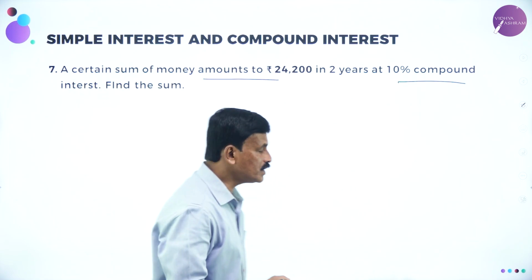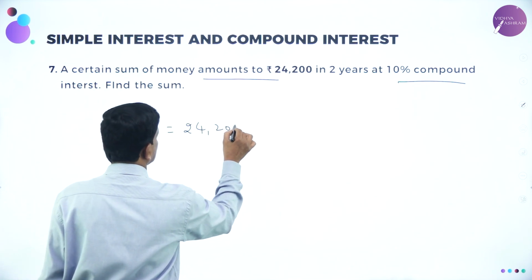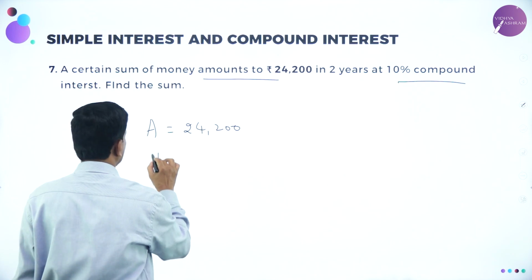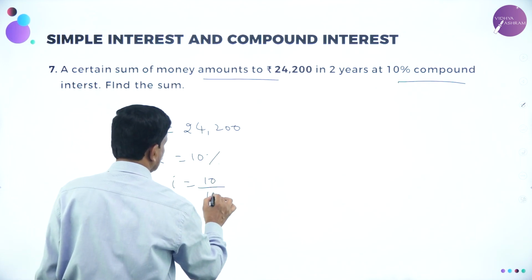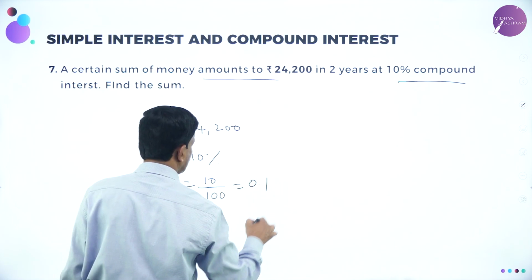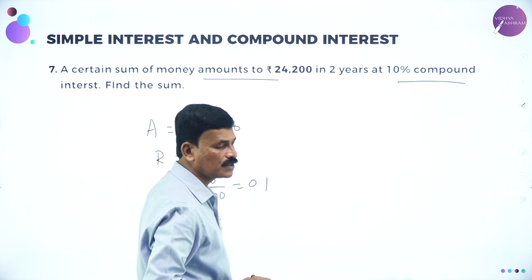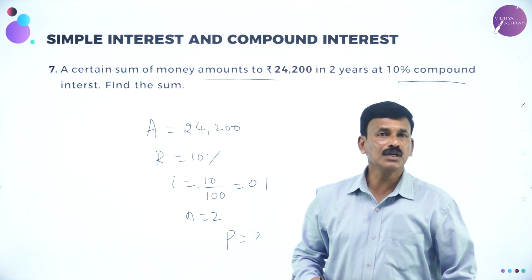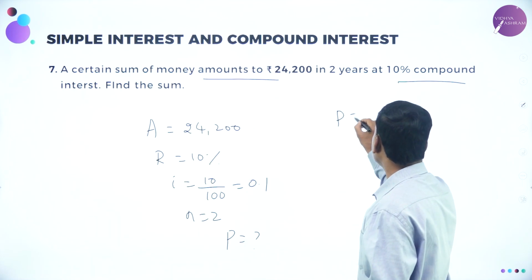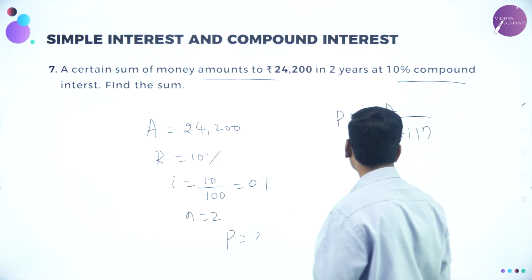Okay. Now here the amount is given. Amount is equal to 24,200 and the rate of interest R is equal to 10%. Therefore, I is equal to 10 divided by 100, which is 0.1. And n, what is n? n is equal to 2 years. Right. What is required to find is the principal. P is the question mark. Now, you know what is the formula for P? P is equal to, straight away we can write, amount divided by 1 plus I to the power of n.